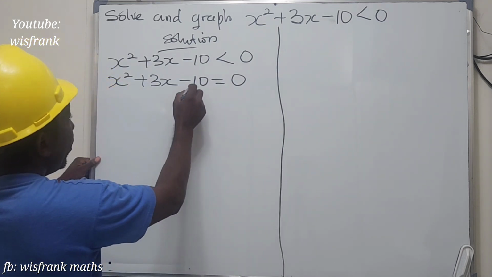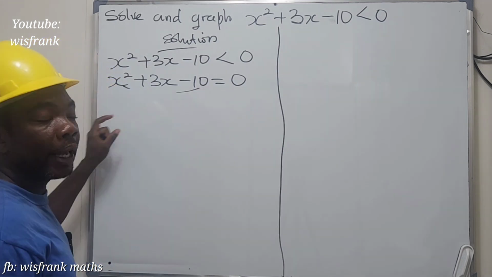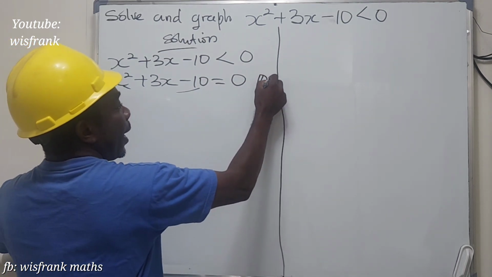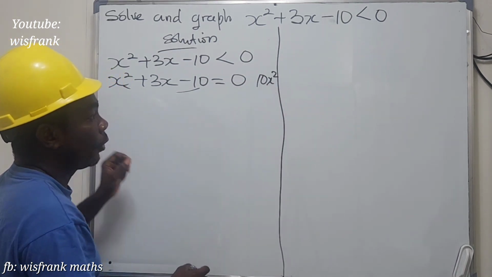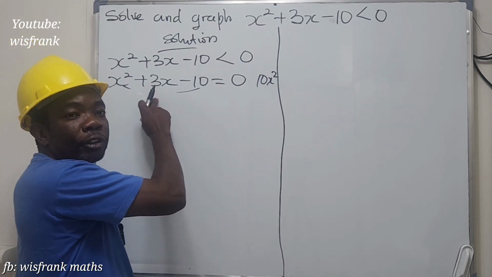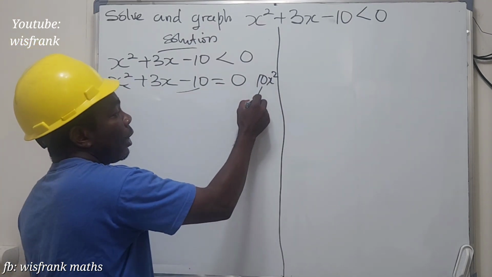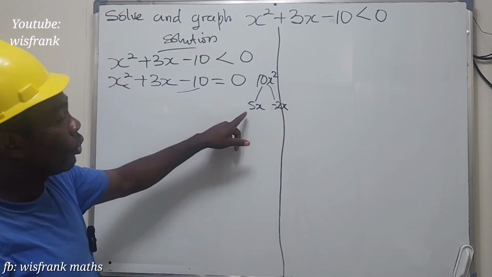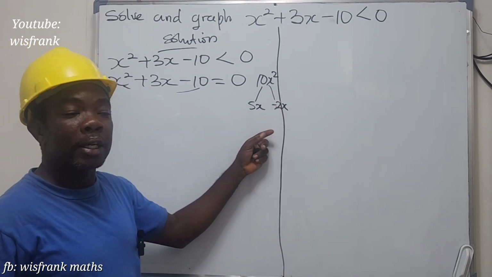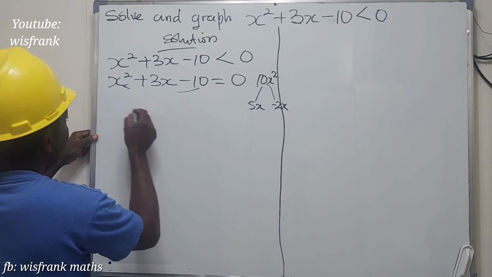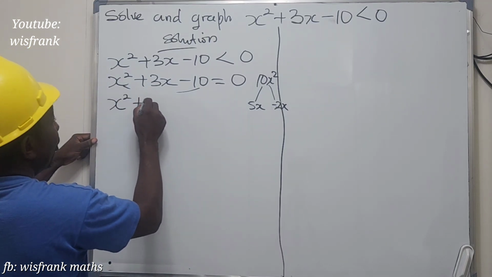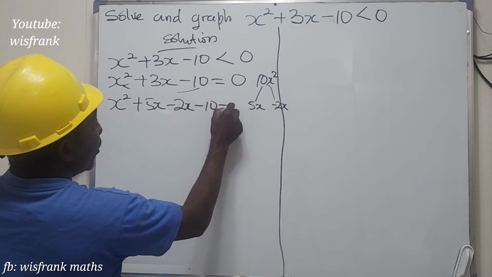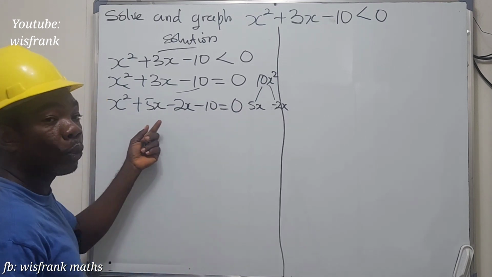So here, what we need to do is to multiply 10 by x to the power of 2, and that will give us 10x squared. So find two factors that when we add or subtract will give us plus 3x. Those two factors are 5x and minus 2x. So we are going to substitute 5x and minus 2x in the place of 3x. This will become x squared plus 5x minus 2x minus 10 equals 0. So this is what we have now.